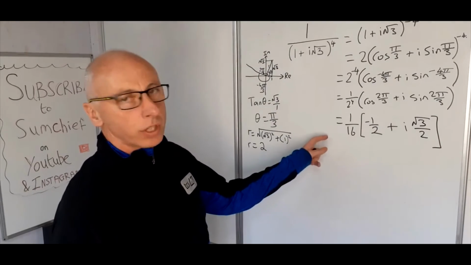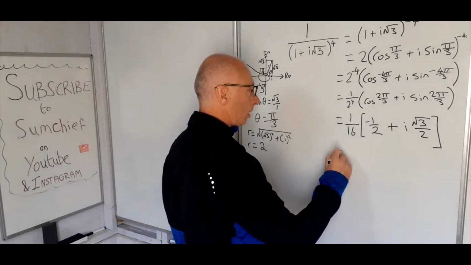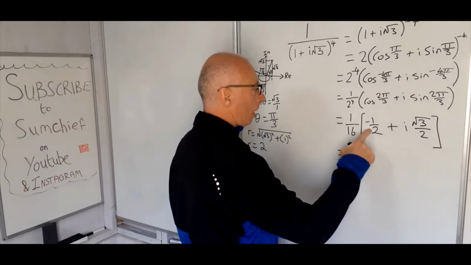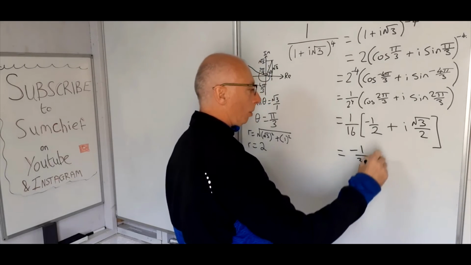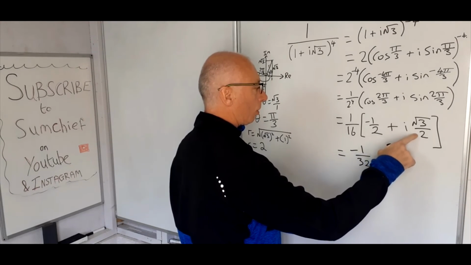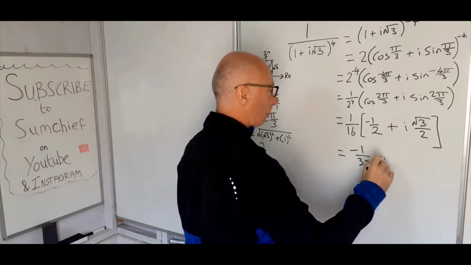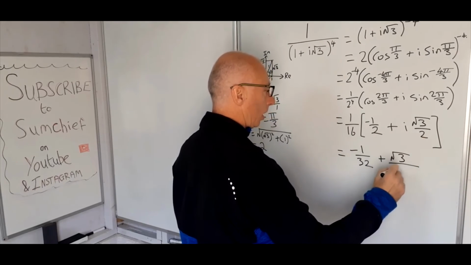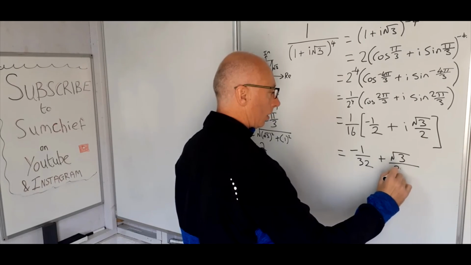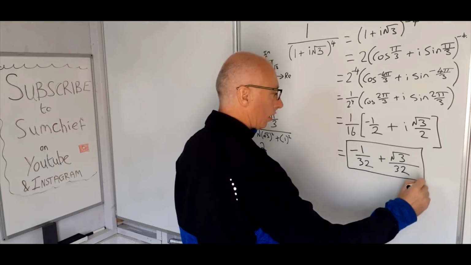Okay, now it's just algebra. We just distribute the 1 over 16 with all these, and that's going to give us our answer. 1 over 16 times minus 1/2 is minus 1 over 32, plus i root 3 over 2 times 1 over 16, so that's plus i root 3 over 32. And that gives us our answer.